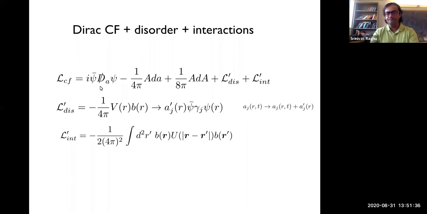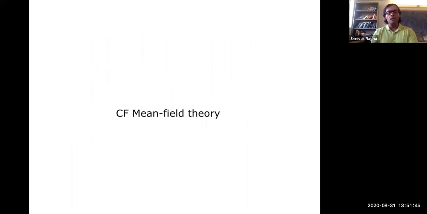Things can be easier in this representation, say, than the electron representation. And you'll see why. So the first thing I'm going to do is talk about the mean field approximation within this. Are there any questions so far?